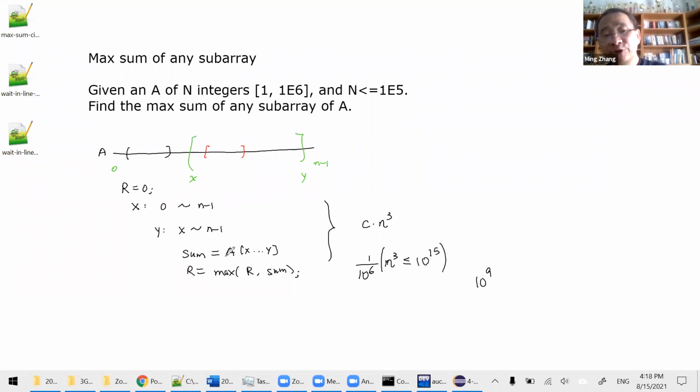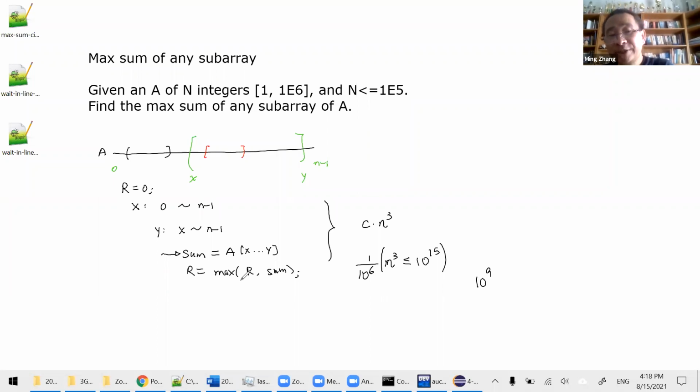So now we don't want to do these 3 layers. As I said, we could reduce the number of layers from 3 to 2. Why? I can find out the sum of this array between position X to position Y inclusive. For this one, I can finish with just 1 operation using the prefix sum. Okay, suppose we can do that.